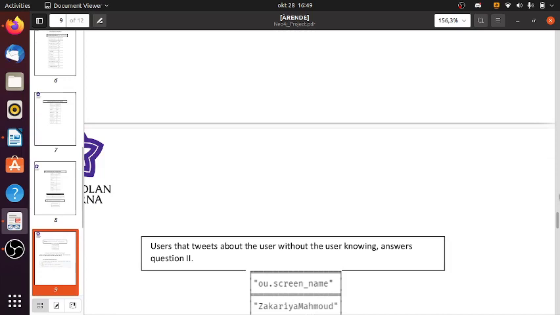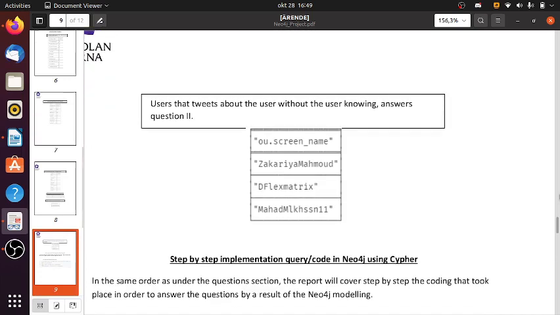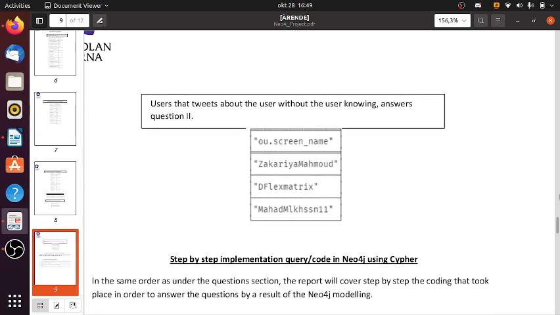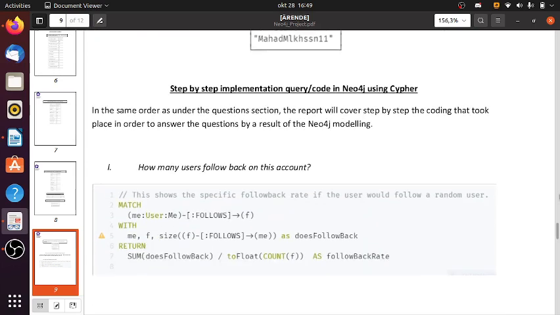So now this shows the user that tweets about the user without the user knowing, and this answers question 2. And this is good because if someone is following you and you're not following them and they still talk about you, then you don't know, because you don't follow that person. So it's good to see which follower is talking about you specifically. That is what this table showed.